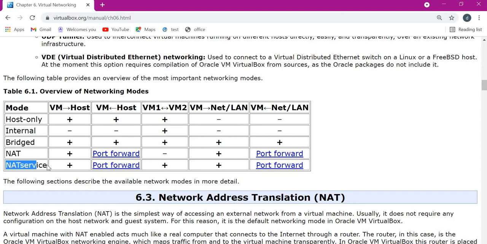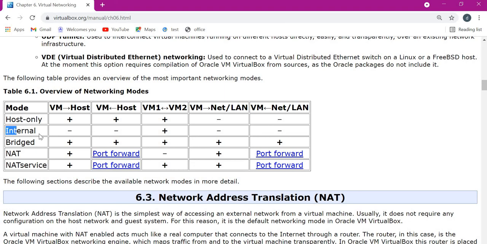So the next mode is NAT service mode, or NAT network mode. Here VMs can connect to the host, and the host can connect to the VM via the port forwarding feature, and the VMs can connect to each other, and the VMs can access the net or LAN via the NAT interface, and also we can establish the port forwarding feature to establish the communication from LAN or internet. So here all types of communications are possible, but we need to establish the port forwarding feature to have communication from the host or other machines in the host network or internet to the guest VMs.